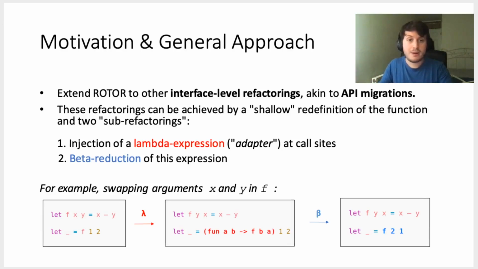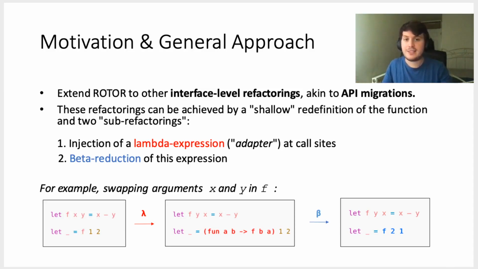So the currently available version of Rotor is only able to rename values. Thus, our main goal for our work is to extend Rotor to other refactorings, especially to other interface level refactorings. These refactorings can be seen as changes to an API where the signature of a function is modified, and as a consequence, an entire codebase must be updated to take this change into account.